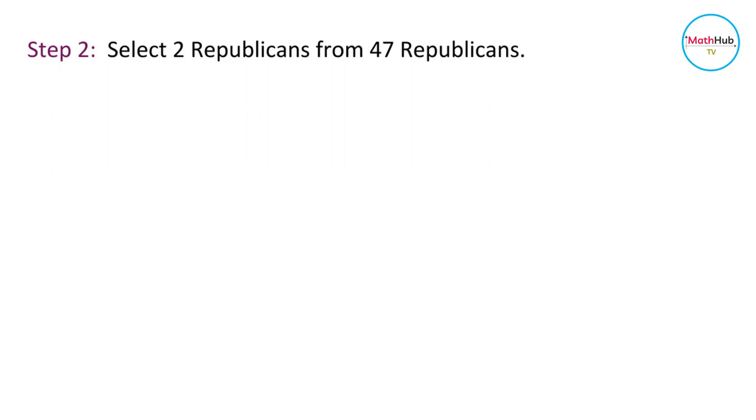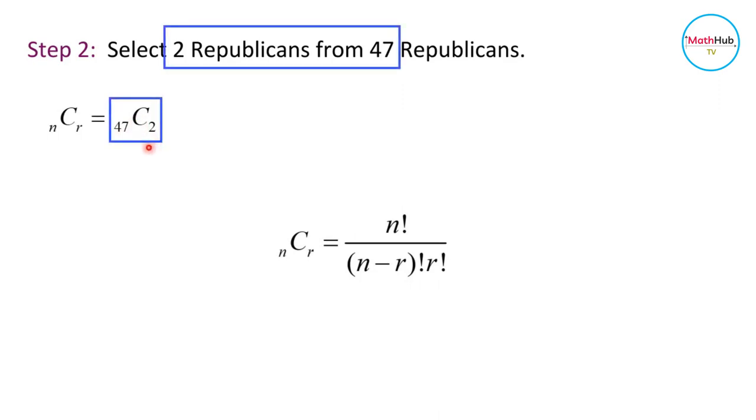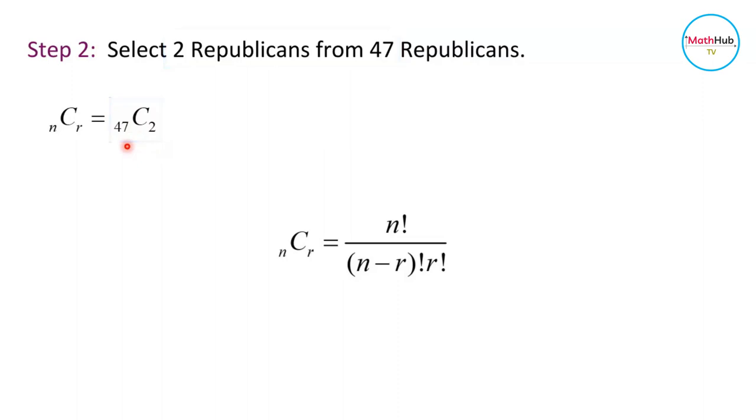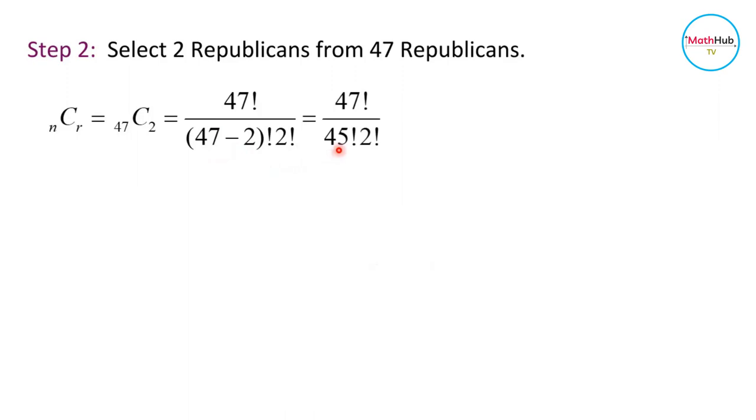The next step is to select 2 Republicans out of 47 Republicans. This is still a combination problem since the order in which members are selected does not matter. Using the formula for combinations, we have 47 taken 2. Take 2 Republicans out of 47. We have 47 factorial divided by 47 minus 2 factorial times 2 factorial. 47 minus 2 is equal to 45. Therefore, we have in the denominator 45 factorial times 2 factorial, and you just copy the numerator, which is 47 factorial.